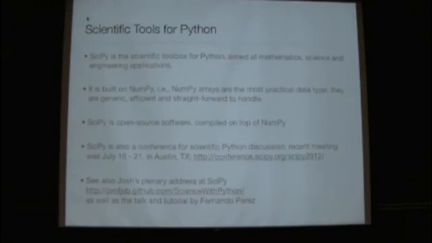SciPy is also a conference that's held each year that focuses on scientific Python discussion. There was a recent meeting a few weeks ago. The website you can look at is there, and you can see Josh's plenary address from there, which is talking about science with Python, so that's interesting to look at, and also the talk and tutorial by Fernando Perez, all very worthwhile to look at. So here are some resources. I guess these sorts of one-to-one correspondence maps between languages make it very easy to map between languages.